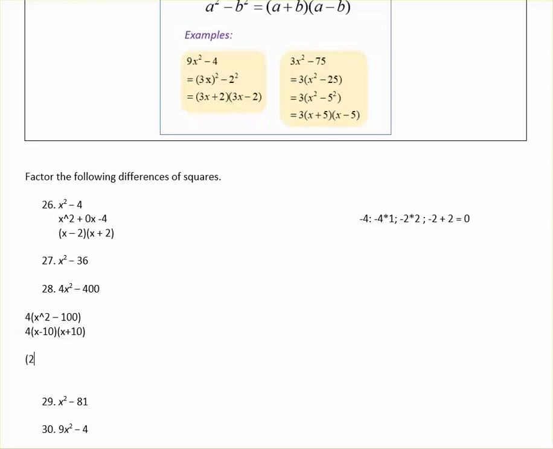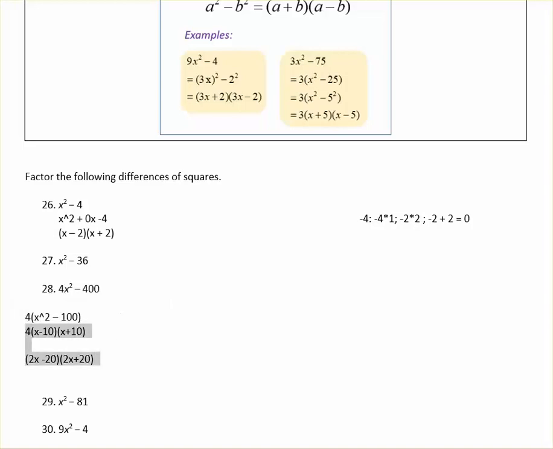Method 2 is we could just right away say we have a perfect square, 4x squared, the square root of that would be 2x. And the square root of 400, we just checked, and it was 20. And then in the other set of parentheses, it would be 2x plus 20. One has to be a minus, one has to be a plus. Both of those are correct.